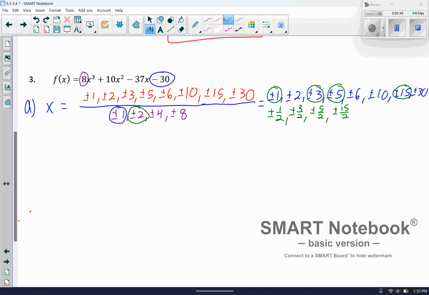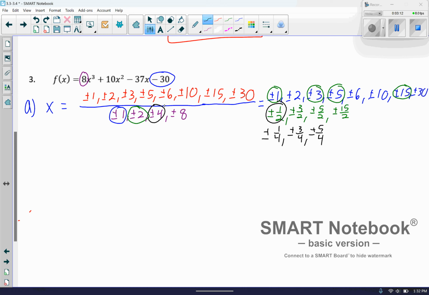Now we've got to do the same thing, but we're going to do it with 4. So 1 divided by 4, so positive and negative 1/4. Then 2 divided by 4 is 1/2. So that's actually already listed there. Then let's see, 3 over 4, so positive and negative 3 over 4. And then 5 over 4, positive and negative 5 over 4.